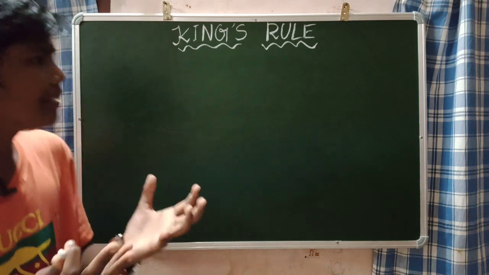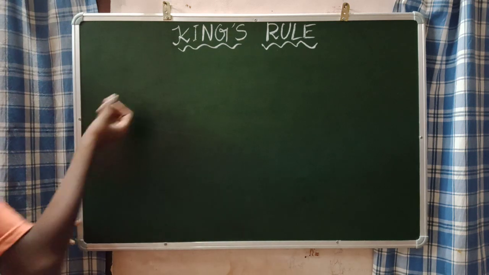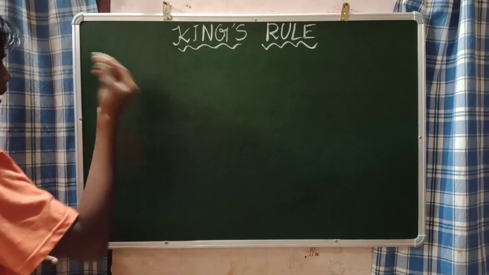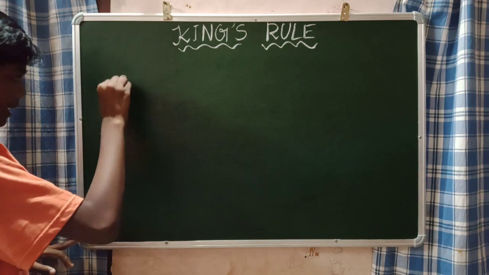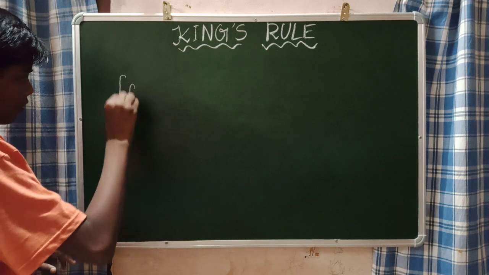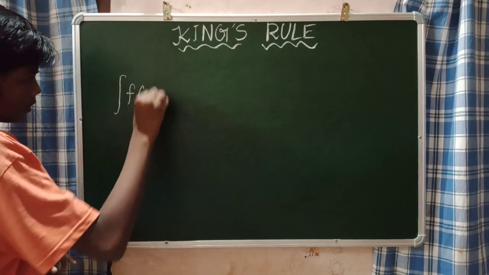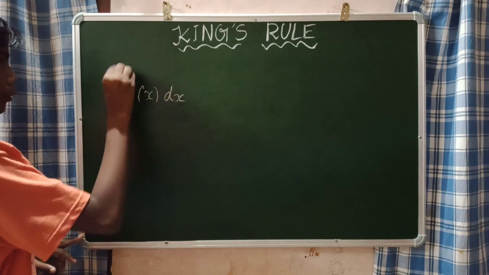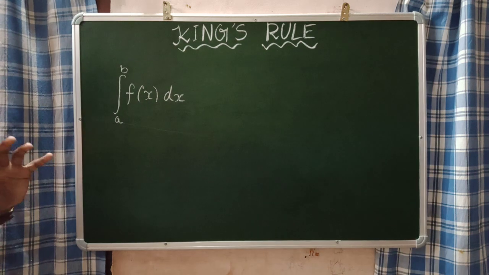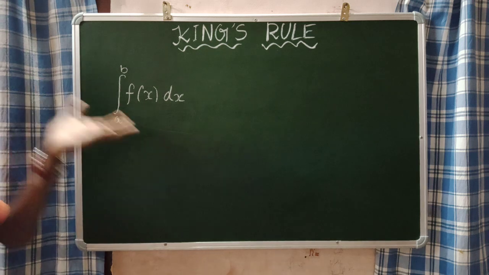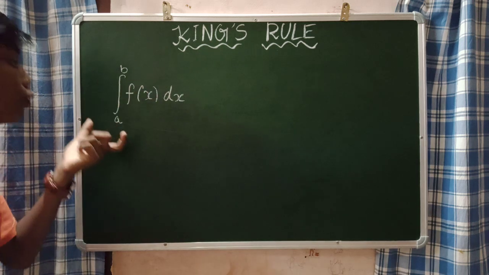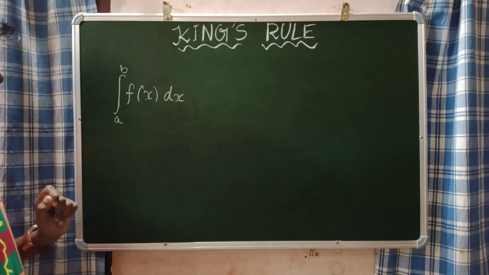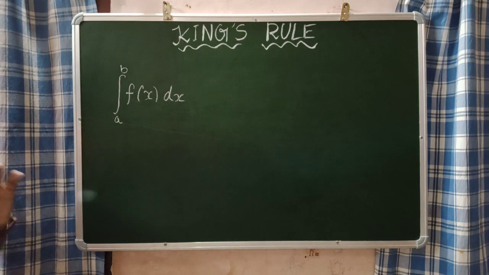So let me write a definite integral. The definite integral which I am going to write is the integration of f of x dx from a to b, where the upper limit is b and the lower limit is a, and the inside value is f of x dx.